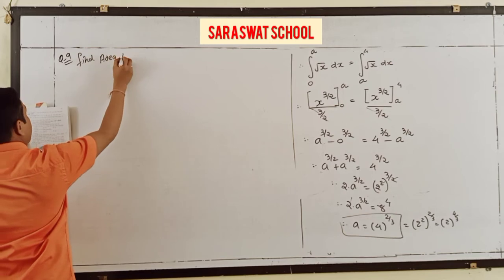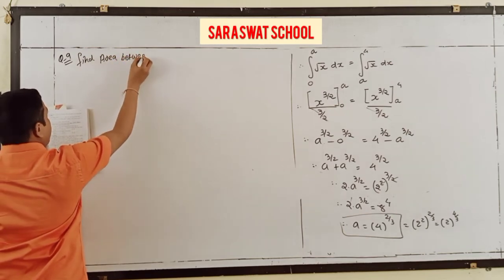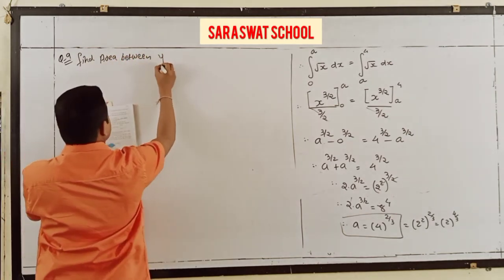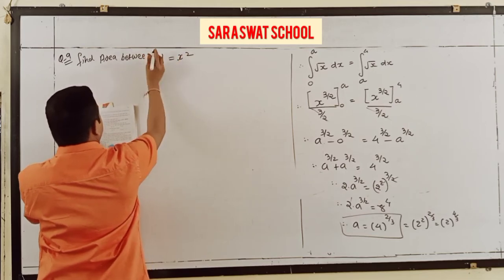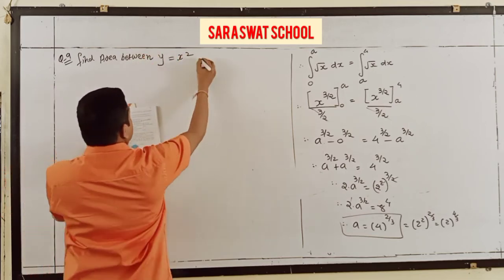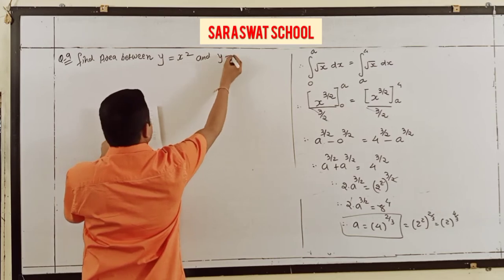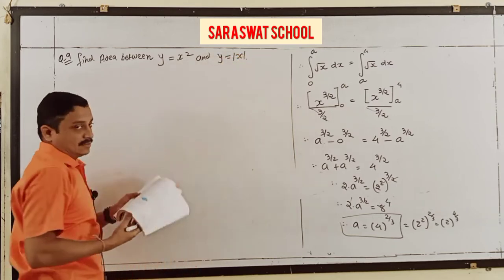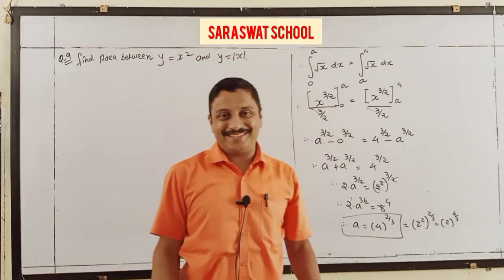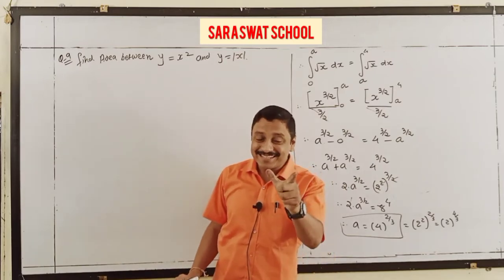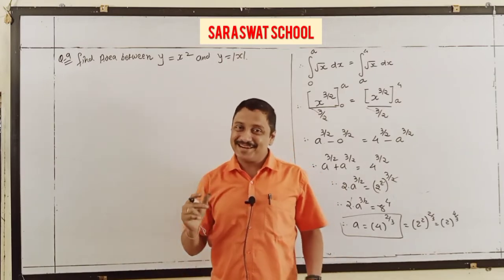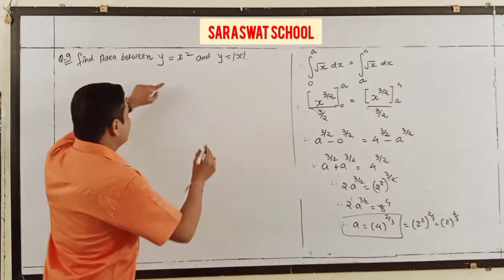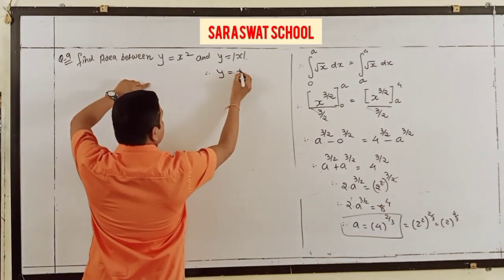The area between the parabola given y is equal to x square and y is equal to modulus x. So modulus x means one of the plus x and one of the minus x. So there are two possibilities. Here two possibilities, plus or minus x.